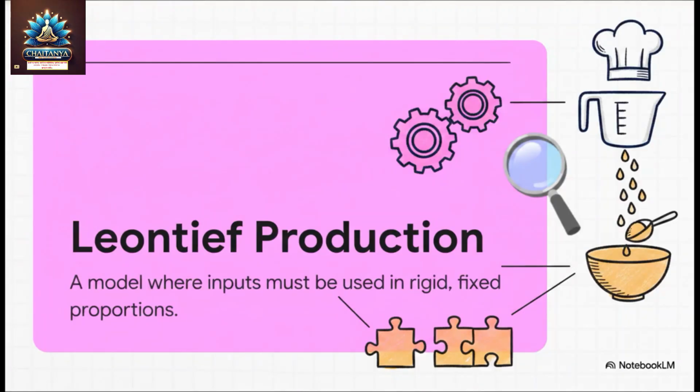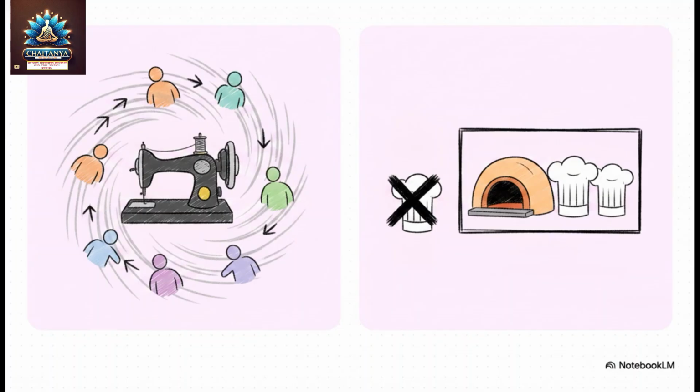And then we have the Leontief production function. This is a model where inputs must be used in rigid, fixed proportions. This is literally the strictest recipe in the entire economic cookbook. The inputs act as perfect complements, which means there is absolutely zero substitutability. None. Let's compare variable proportions to these fixed proportions to really lock this in.